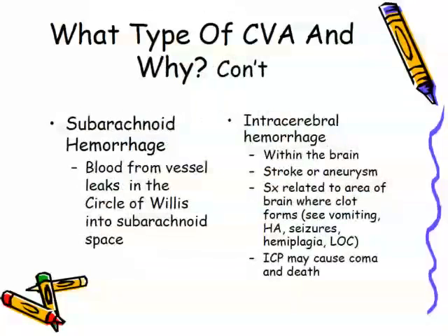Patients may also have strokes from a subarachnoid hemorrhage, where there's blood from a vessel that leaks into the circle of Willis, and then that blood leaks into the subarachnoid space. Or patients may also have an intracerebral hemorrhage, where there's an actual hemorrhage within the brain tissue itself. Common causes of this could be an aneurysm, and the symptoms that the patient has relate to the area of the brain where the clot forms. So the patient may have symptoms of vomiting, headaches, seizures, hemiplegias, loss of consciousness, which can lead to increased intracranial pressure, which can lead to comatose state, and then death.